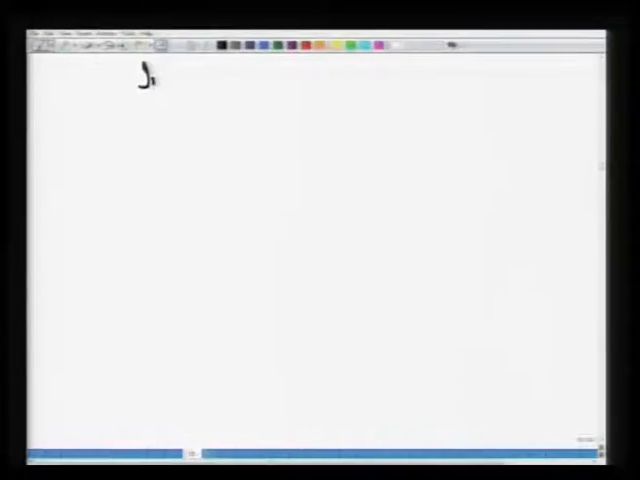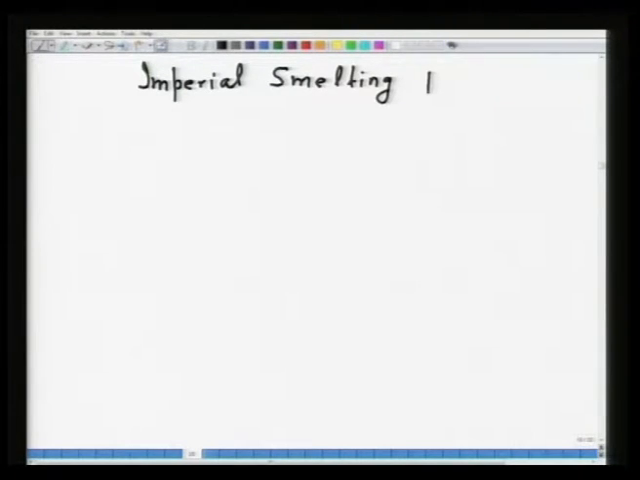Let us do today another example of reduction smelting, that is production of zinc, and this is in fact the Imperial smelting process.